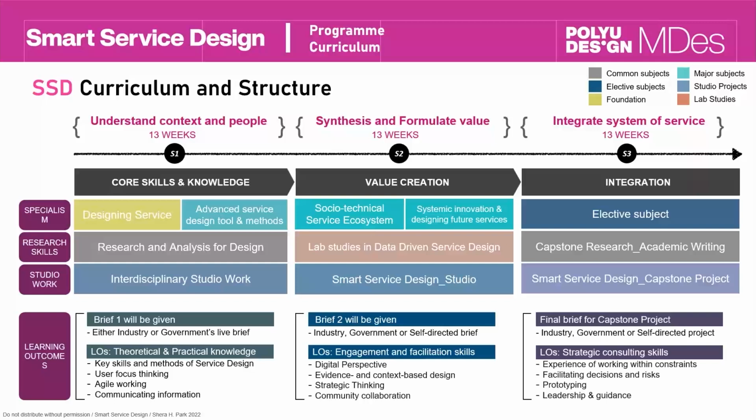So like other programs, we divide it into 3 semesters. The first semester is 13 weeks, where students mostly need to learn core skill sets and knowledge about service design. And then in the second semester, we are moving to value creation, a more systemic approach, also the studio work. Each semester has a studio component, which is working with industry, and also a specialism SSD oriented subject. After finishing, you are then qualified to graduate. So this is our structure.